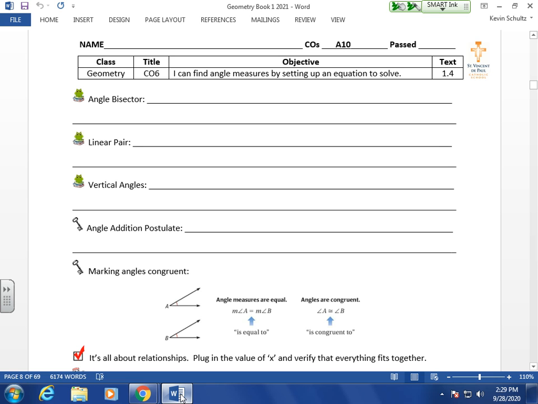Hello and good day. In geometry, we're covering CO6, our lesson on angles, our introduction to angles. And we start with a few definitions like we usually do here. Angle bisector. Any thoughts as to what an angle bisector might be?